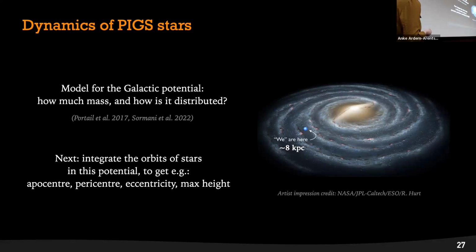So then you integrate these orbits, so that you see how a star moves, and you can get its apocenter and pericenter, which means the closest approach to the center and the furthest. You can get how eccentric the orbit is, and also how far above the plane. Is it in the plane, like a disk star, or is it at all kinds of angles, like halo stars?